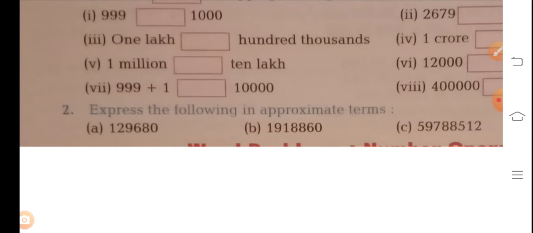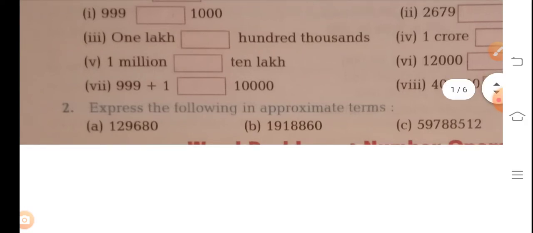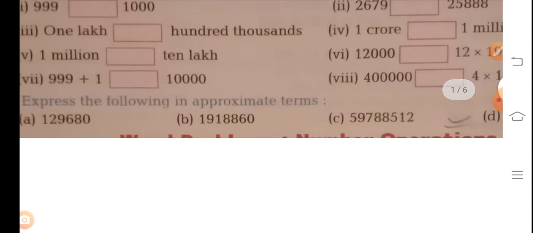Why? Because when you see the number, if that digit is 5 or more than 5, you add 1 to the previous digit and replace the other digits by 0, so that answer is 1,30,000. Okay, that is your answer. And here, the digit is less than 5, so you replace all the digits by 0, and you write 1,90,000 here. Okay, that is your answer.